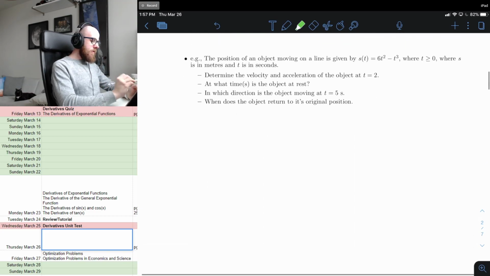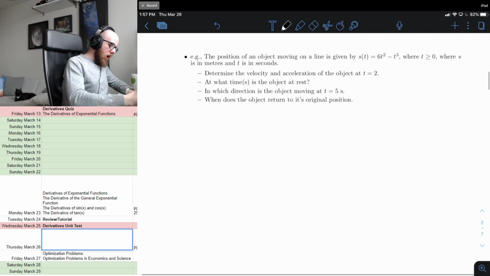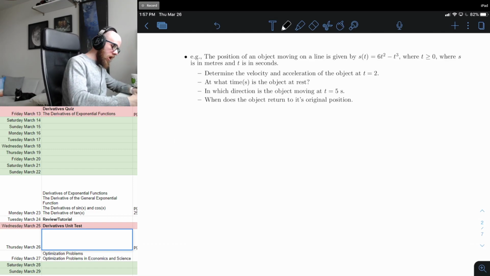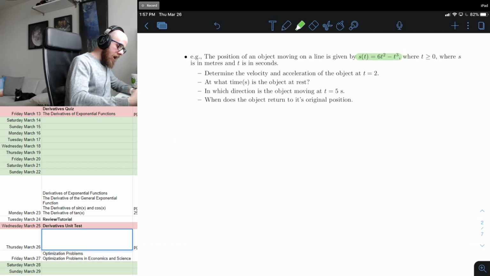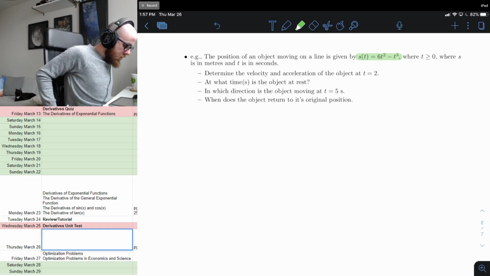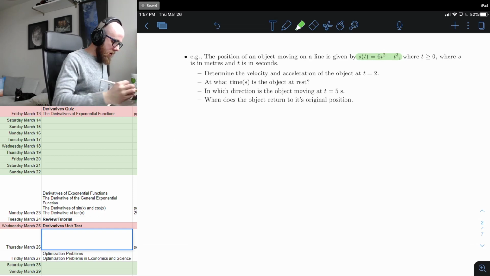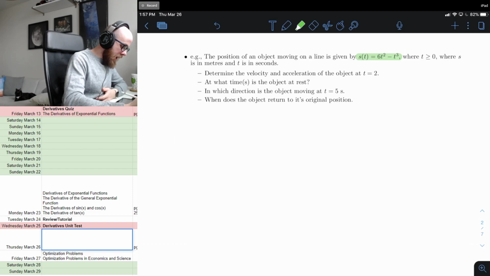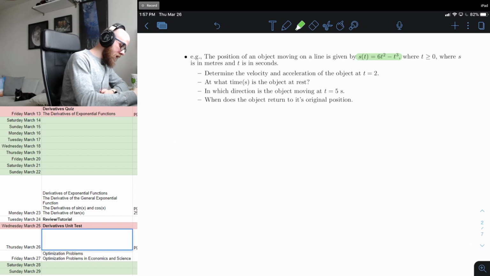Here we have the position of an object that's moving along a line is given by 6t squared minus t cubed, where t is some number greater than 0. S is in meters and t is in seconds. So first things first, let's determine the velocity and the acceleration of the object at t is equal to 2 seconds. So to start with this, we're initially looking for the velocity.